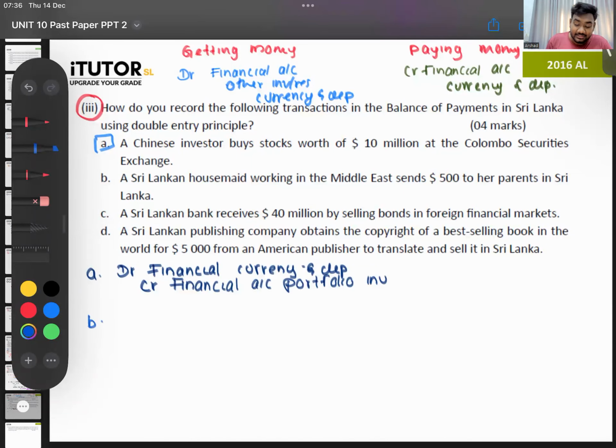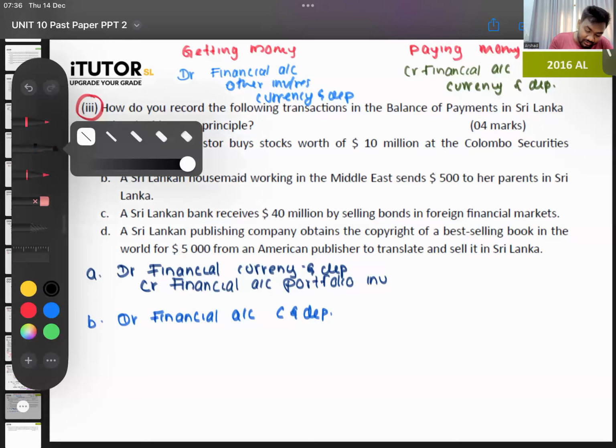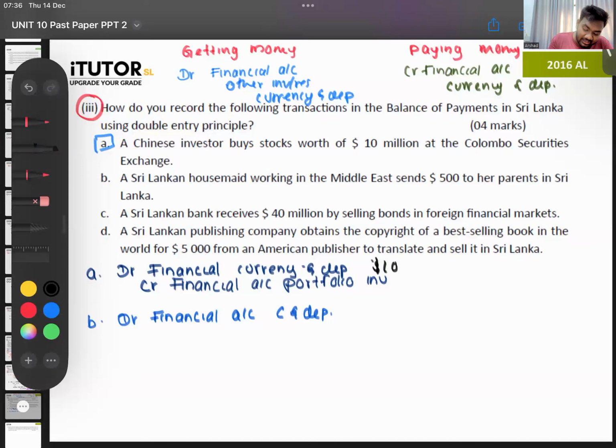Read and tell me. A Sri Lankan housemaid working in the Middle East sends 500 to her parents in Sri Lanka. Are we getting money or paying money? Sri Lanka is getting, no? Someone in the Middle East is sending money. So then debit financial account, currency and deposit. You can mention the amount also, no problem. They are not going to cut marks even if you don't. Okay, 10 million, you mention the amount; I'm not going to mention the amount in the next one.